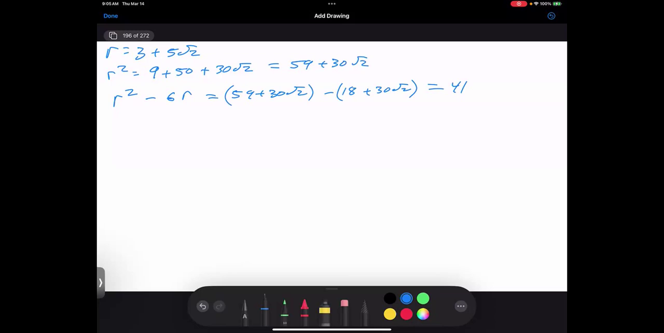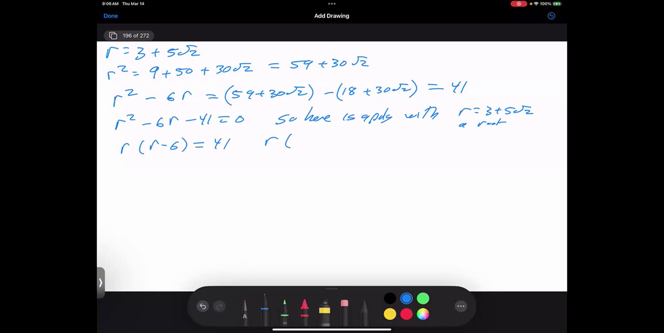So what should I do now? I should look at r squared minus 6r minus 41. So here is a polynomial with r equals 3 plus 5 root 2 a root. And now you could try to look at r times (r minus 6) is equal to 41. So r times 1 over 41 r minus 6 over 41 would equal 1. And try to see, does that work?